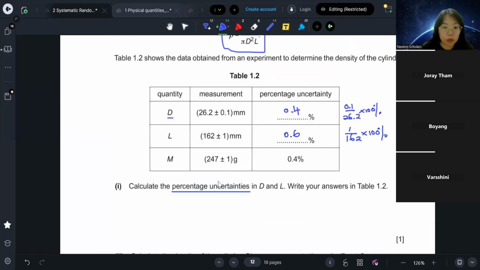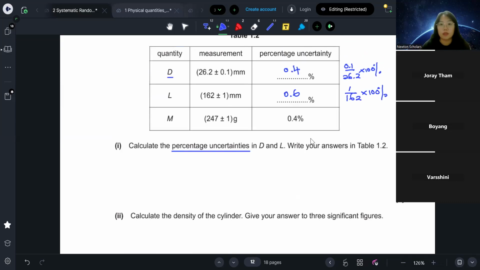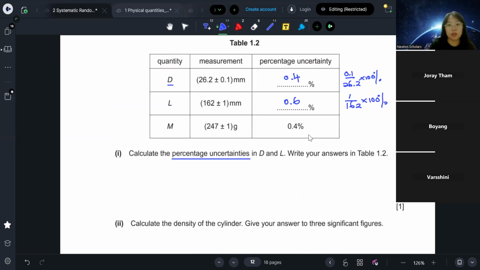So next, let me have a look. Okay, continue. Let me check. Okay, Boyang, 0.4. Okay, thank you. Boyang, 0.6, able to calculate? Percentage of uncertainty will be D over D times 100%. This is the method how we calculate the percentage of uncertainty. So L also the same.